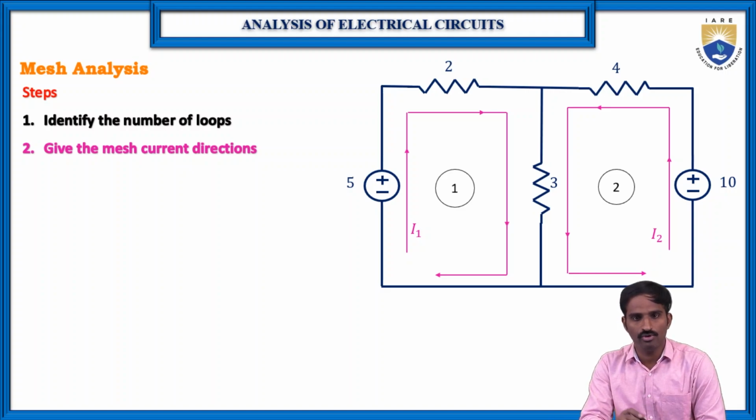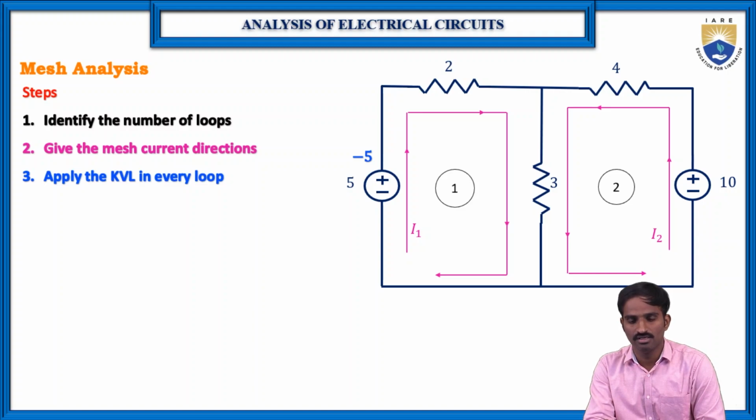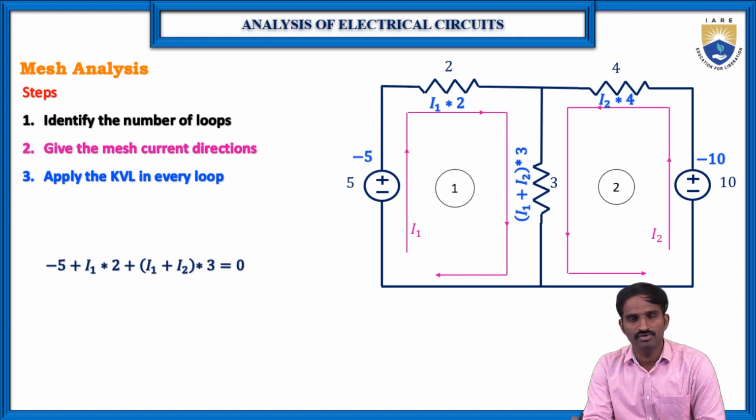Then after that, we have to apply the KVL. So further here, let us indicate the voltage across each element. Let us consider this is minus 5 volts, and the voltage across the 2 ohms resistor is I1 into 2, the voltage across the 3 ohms resistor is (I1 plus I2) into 3, and the voltage across the 4 ohms resistor is I2 into 4. Then write the mesh equations for loop 1 and loop 2, where the algebraic sum of the voltages across the loop is equal to 0.